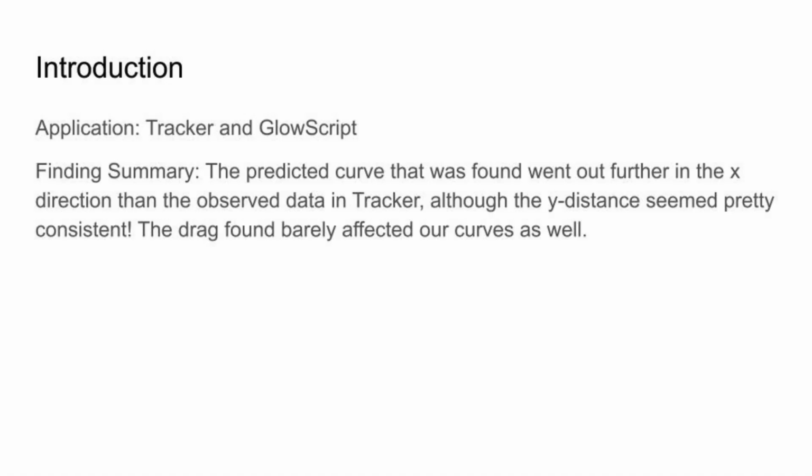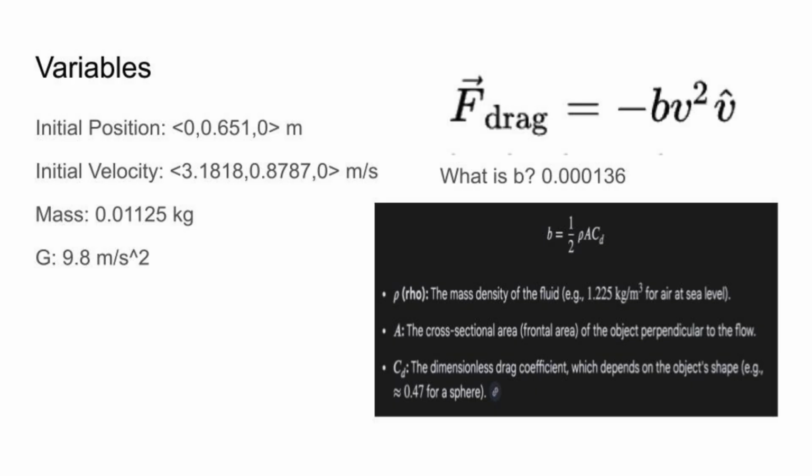The predicted curve went out further in the x direction than the observed data in Tracker, although the y distance seemed pretty consistent. The drag found barely affected our curves as well, and this led to inconsistencies between our findings and our predicted findings. The variables in this experiment were found based on the video we put into Tracker.